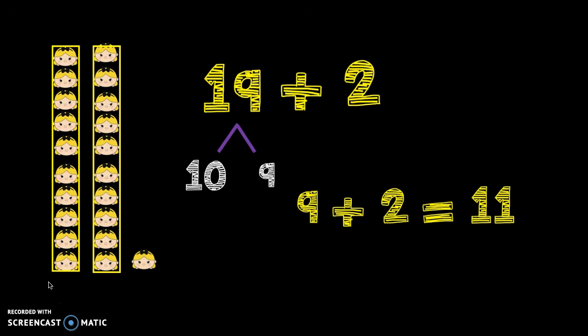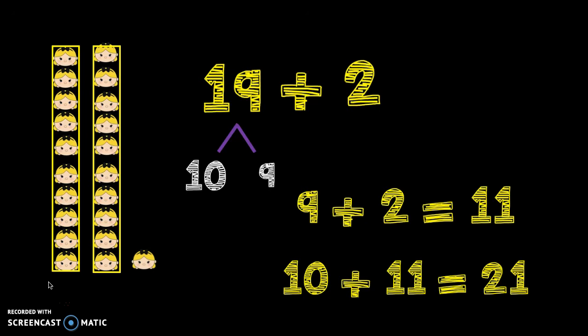Now, this is the part that's different from yesterday. Because when I added my 1s together today, I made a 10. Oh, so now when I add my 10s together, I need to use the 10 that I just made as well. So now I'm going to say 10 plus 11 equals 21. I know that because I have 2 groups of 10s now. 10, 20, and then I have 1, 21.